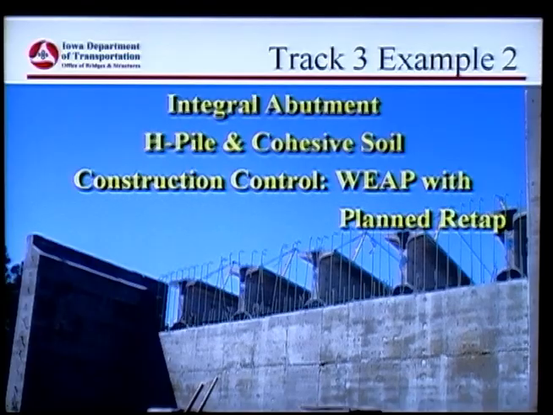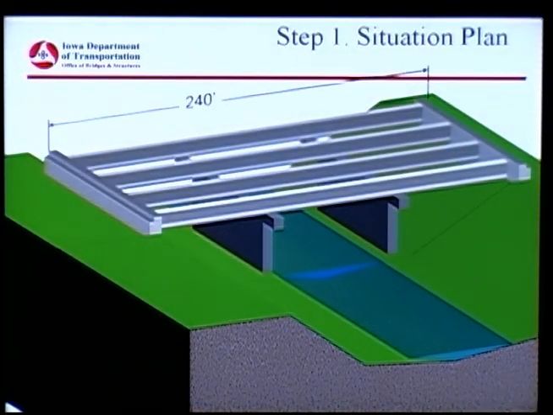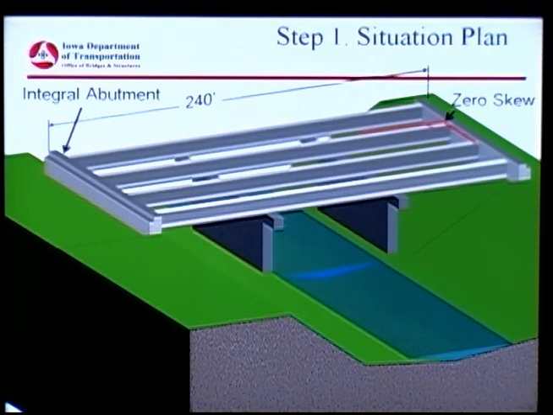Up to the previous presentation, we say that retap is required only when you need it. Only when the performance is not met, we retap the POW. But in this track, we say that we're going to plan the retap. We plan for it. So, track 3, example 2: integral abutment, steel H-pile, cohesive soil, with planned retap as the construction control procedure. In this situation, you have a 240 feet span length, 0 skew, integral abutment.